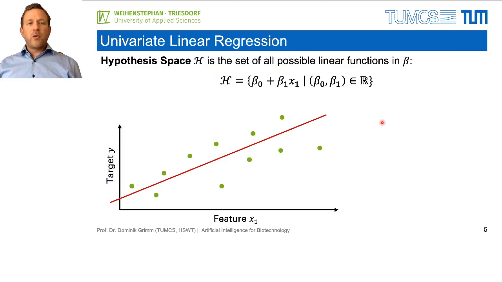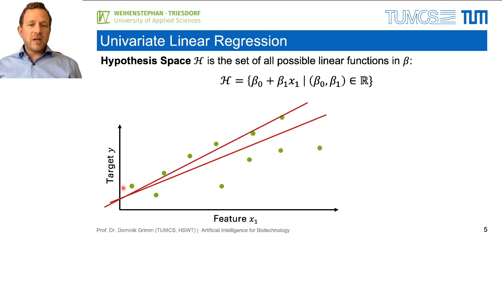So now I would like to define what the hypothesis space H is. Therefore, we use this calligraphic letter H. The hypothesis space is the set of all possible linear functions in our coefficients beta. So the problem is, we actually would like to find this line here. But when we only have all these data points, we usually don't know what the best linear function is.